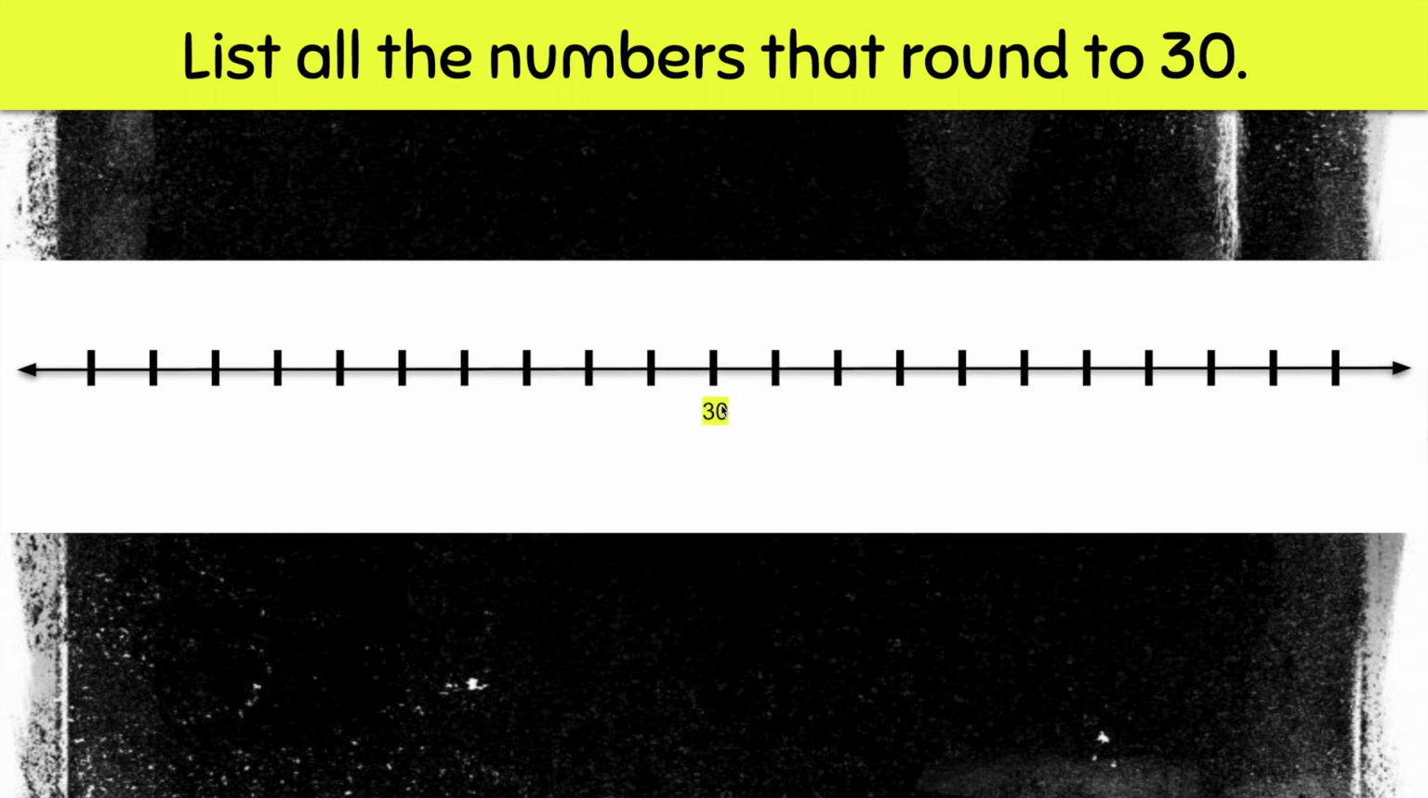We also need the previous 10. So the previous 10 before 30 is 20. And all of these numbers are between 20 and 30. And now we need the following 10. The following 10 after 30 is 40. And we have all of these numbers between 30 and 40. So now we have 30, we have 20, and we have 40.